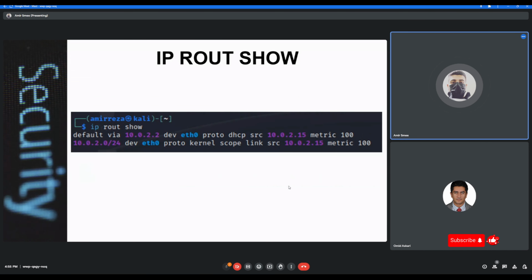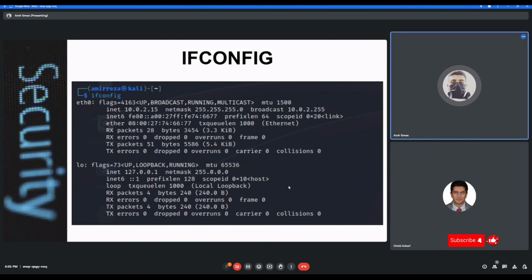IP route show. This command is used to show the routing table in Linux system. Ifconfig. This command can be used to display, configure, enable, or disable network interfaces.